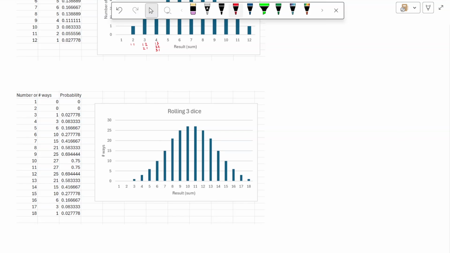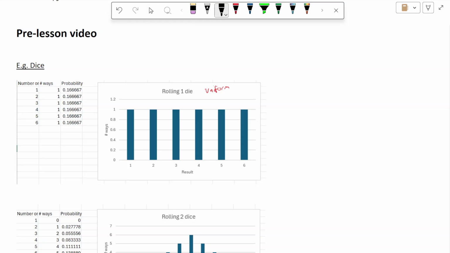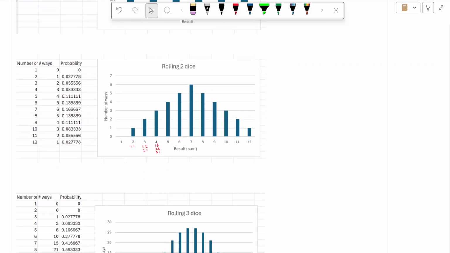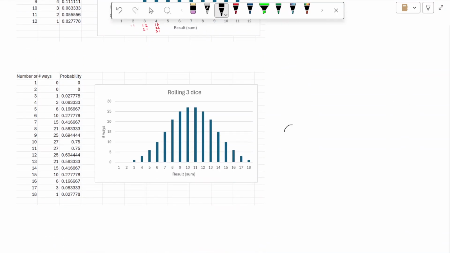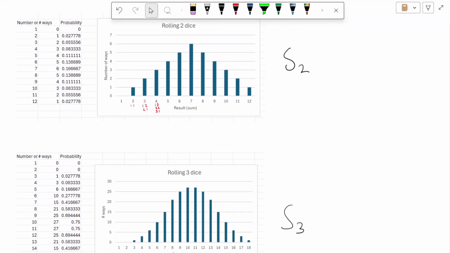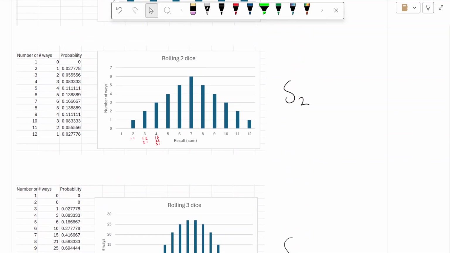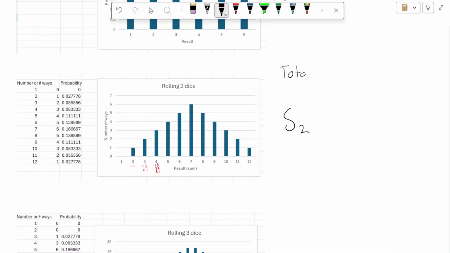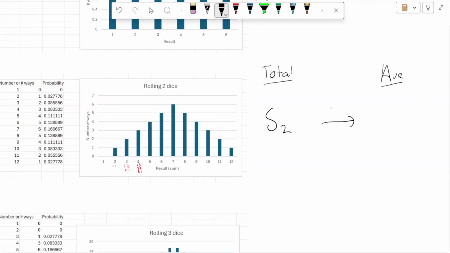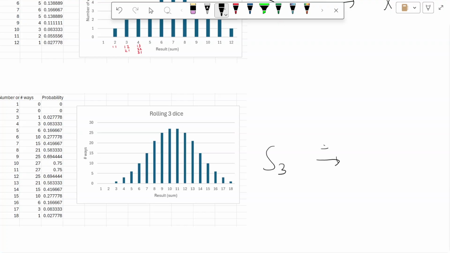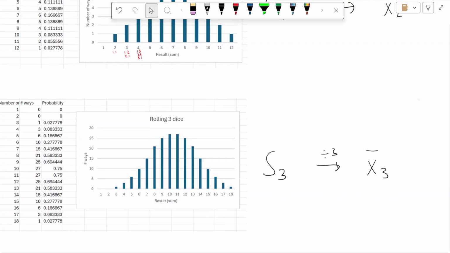Really importantly, notation-wise, I would call the first distribution here X. This distribution for rolling 2 dice, S2, the sum of 2 dice. And this distribution here, S3, the sum of 3 dice. So this is the total numbers. If we looked at the averages, so if we were dividing by 2 here, I'd call that distribution X bar 2. And same, if we're dividing by 3, I'd call that X bar 3.